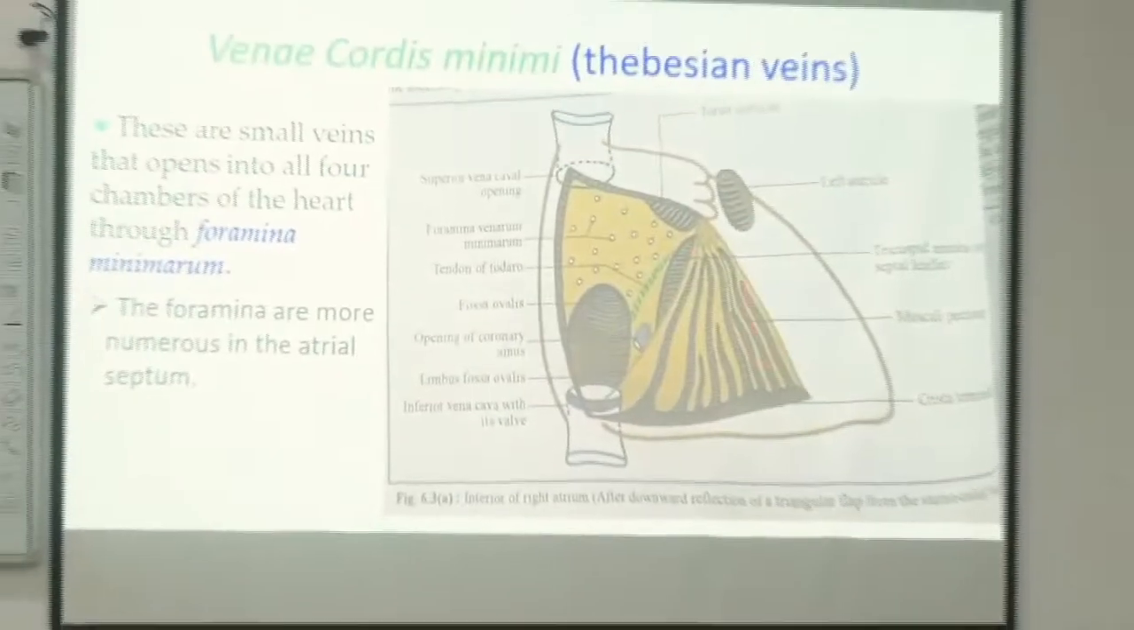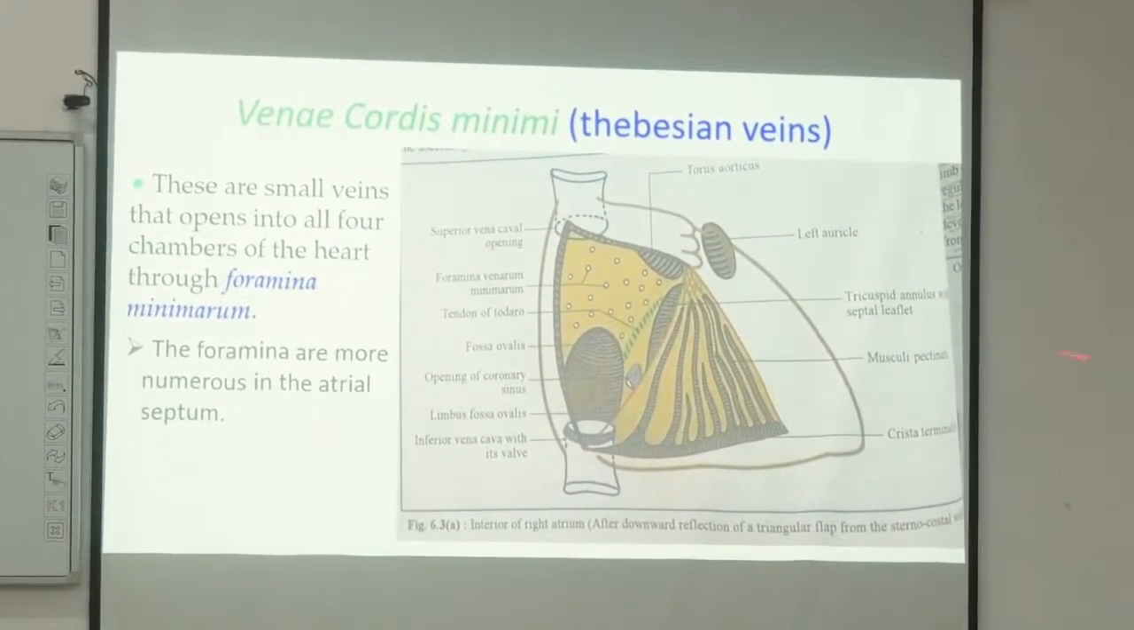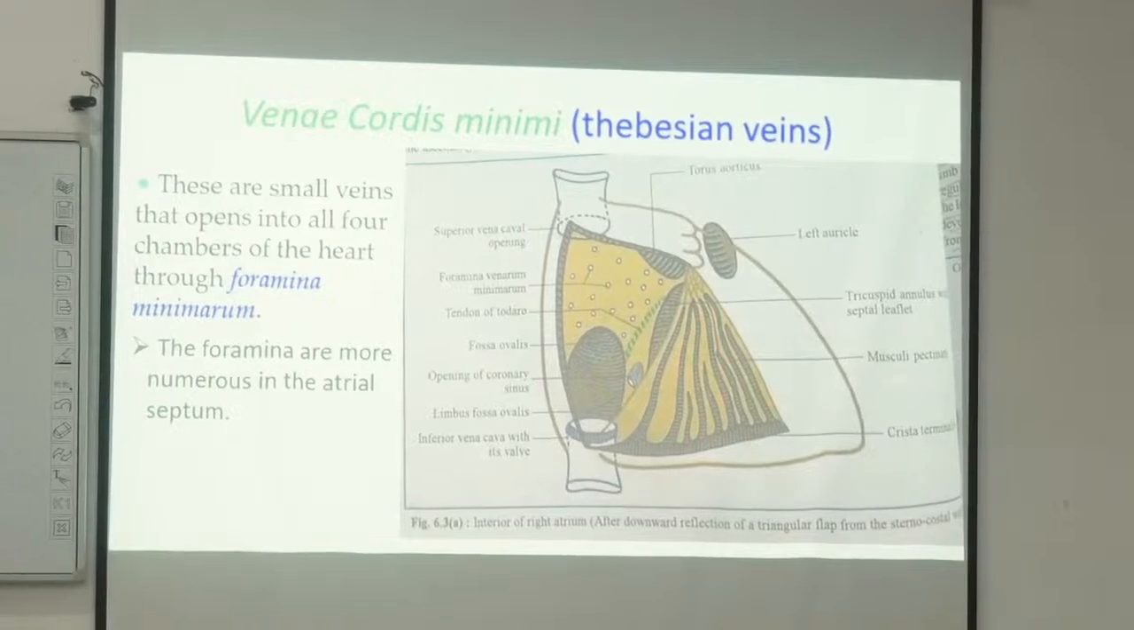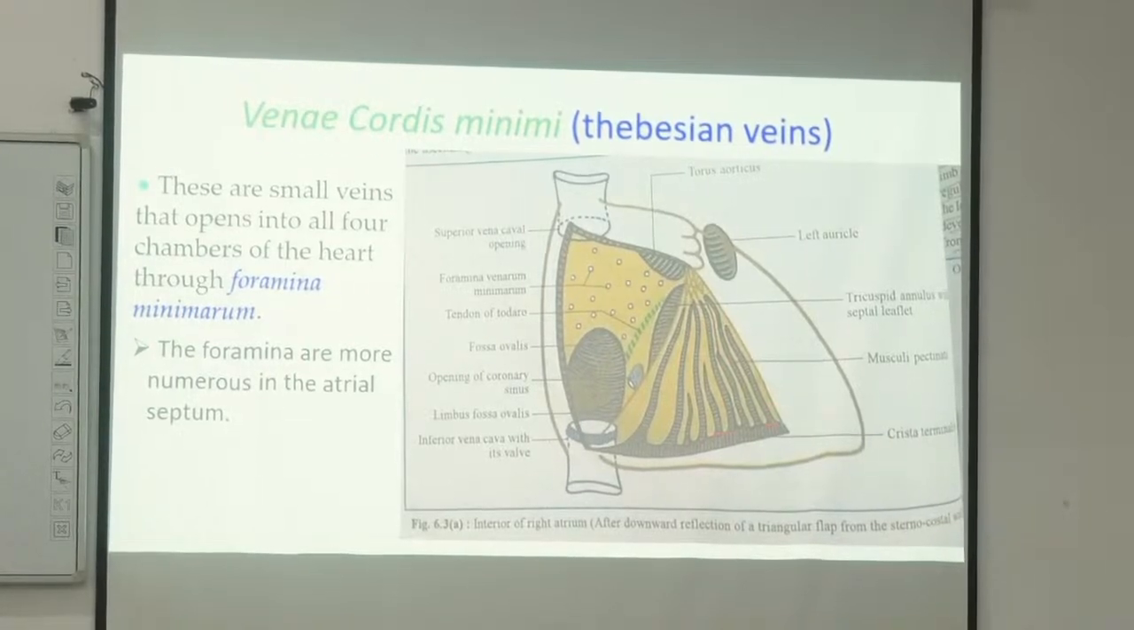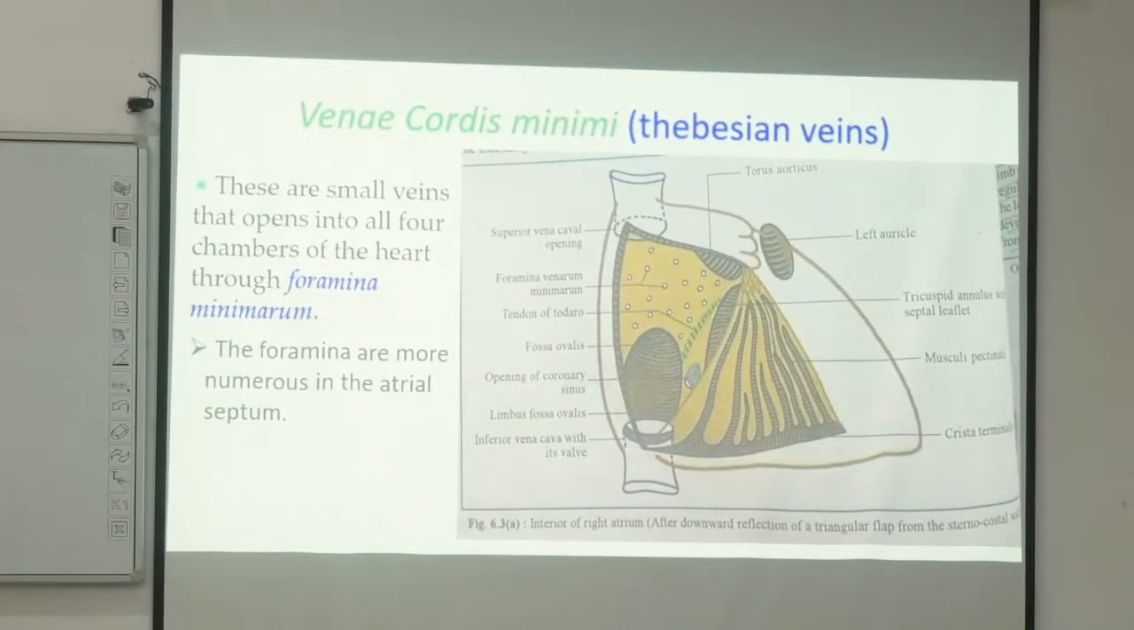atrium that has been cut open to see the interatrial septum. Here, this is the rough part of the right atrium. These muscular ridges are known as musculi pectinati. And here is the crista terminalis, which is a longitudinal smooth ridge.